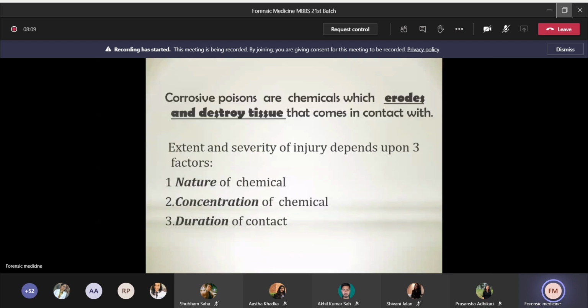So corrosive poisons are chemicals that will erode and destroy tissue that comes in contact. And the extent and severity of the injury due to corrosive poison depends on 3 factors. So the first one is nature of the chemicals, second one is its concentration, and the third one is duration of contact. So these are the 3 factors.